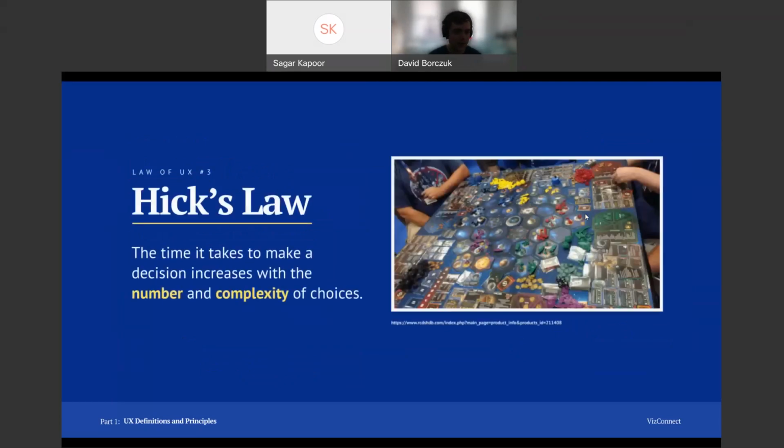The third law of UX is Hick's law. The time it takes to make a decision increases with the number and complexity of choices. And so I like to compare this to a board game. The one that you see here is called Twilight Imperium, which is, I feel like, one of the more complicated board games you can put on a table.